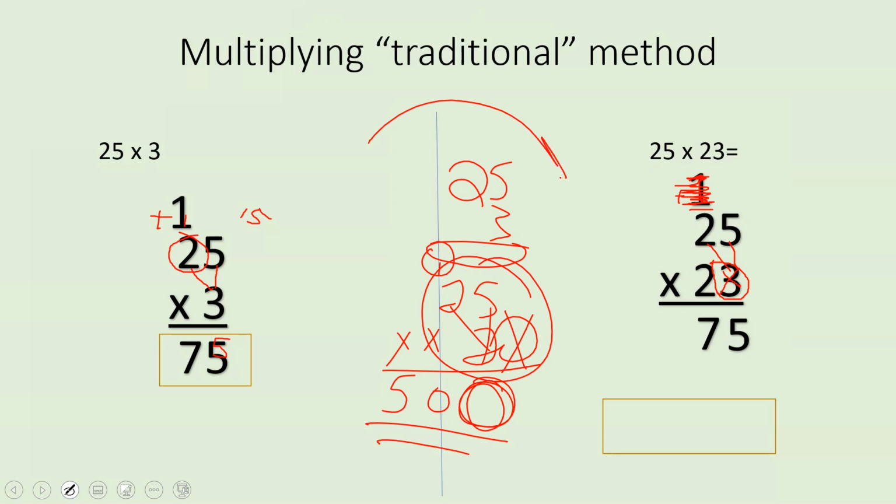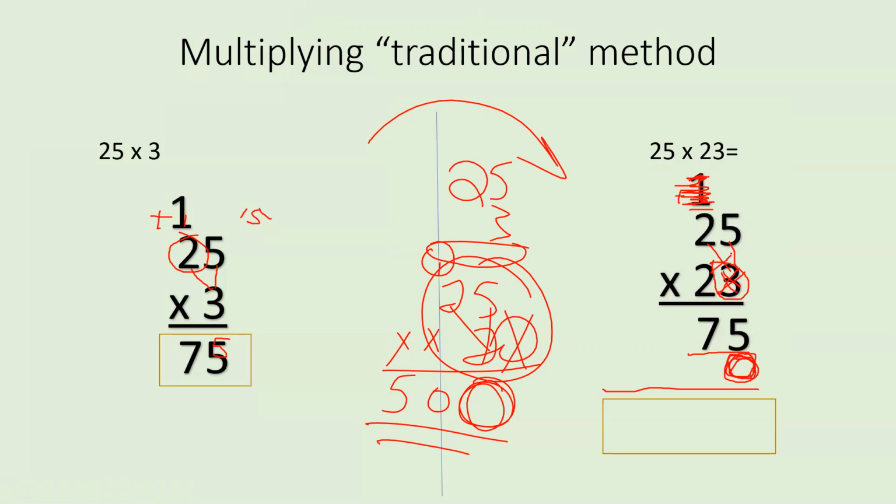Now watch how that happens over here. So we already did 25 times 3. Now we're doing 25 times 20, right? So what do you do when you're multiplying by 20? You get rid of the 0 and you add the 0 to your answer, right? So this row right here is 25 times 20, and this row right here is 25 times 3. So because it's 25 times 20, I'm putting that magic 0 at the end.